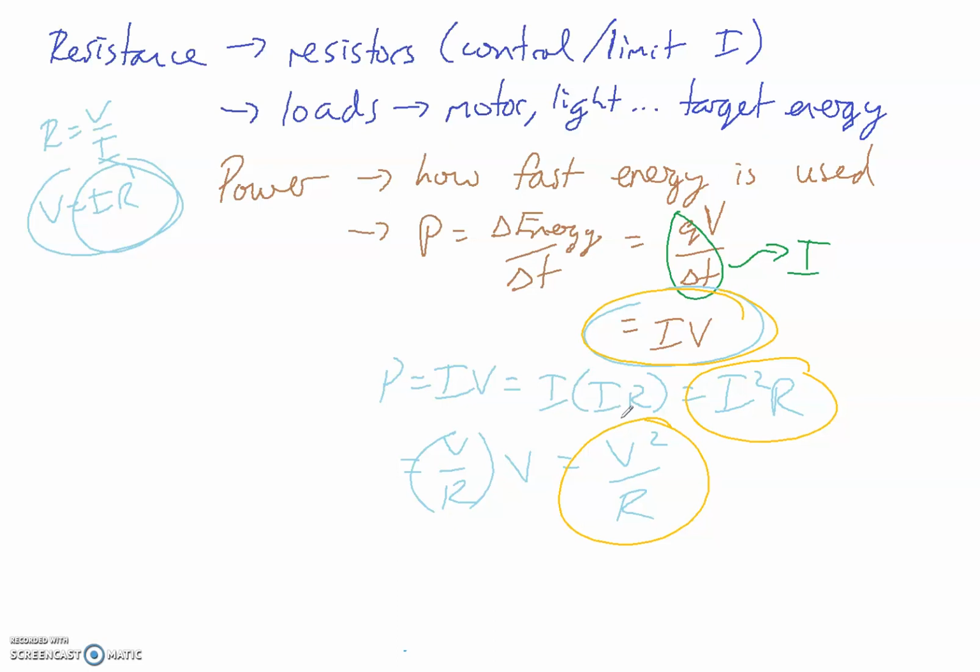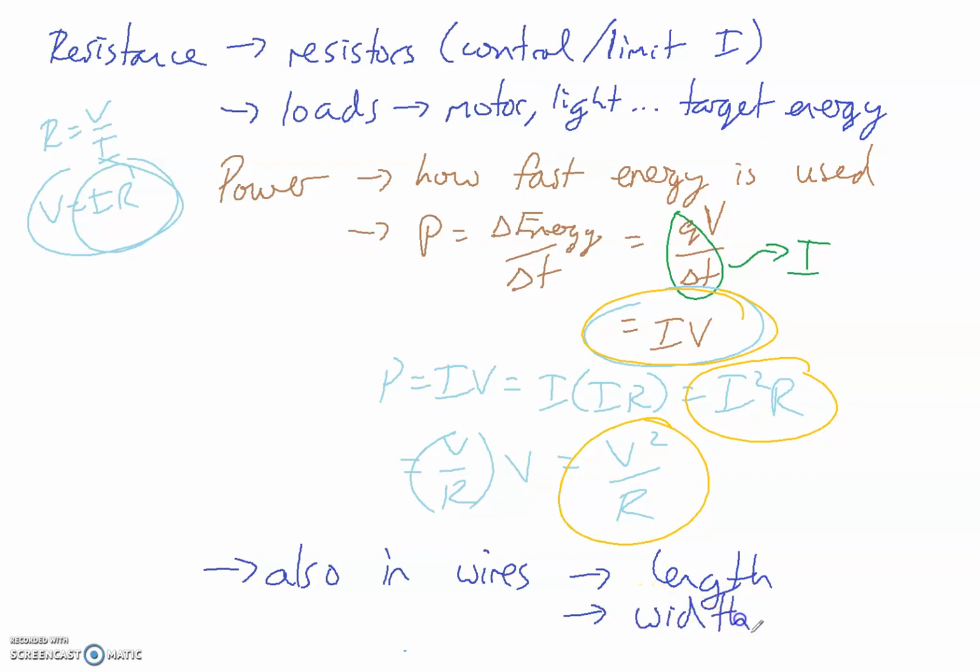Okay, now resistance doesn't just come from resistors and loads. It also comes from what's called internal resistance. It's also in things like the wires. Wires, of course, have resistance in them. You have to push through, and the length of the wire is important. You want wires to be as short as possible, not to mention the width of the wire. Basically, the thicker the wire, the bigger the cross-sectional area, the more room there is to go through, so that brings the resistance down.